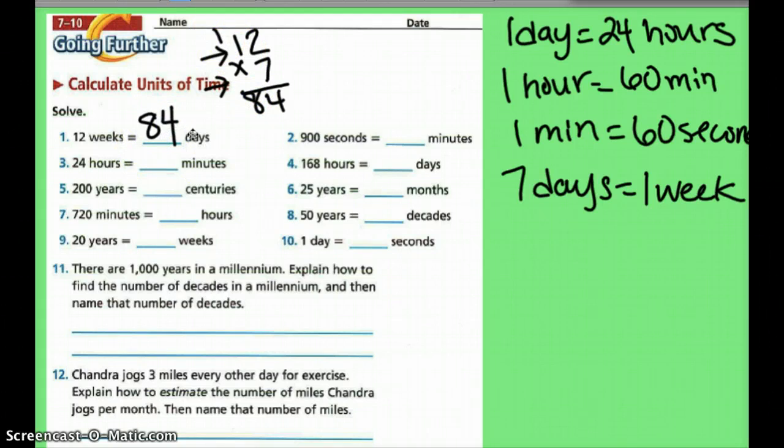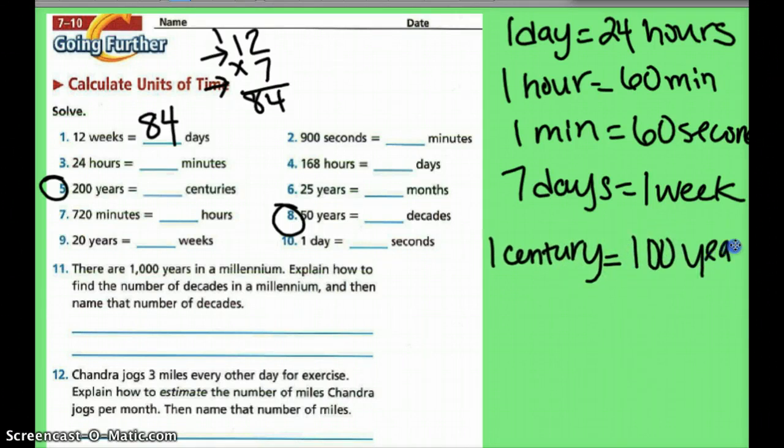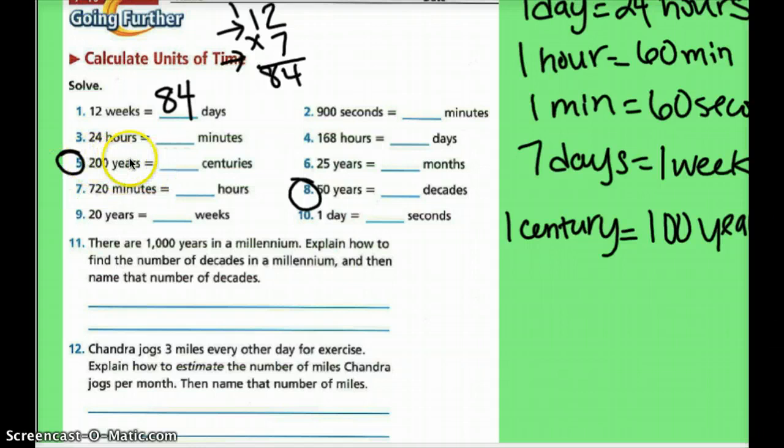Alright, go ahead and do these. I'm going to do number 5 with you and number 8 with you. So number 5, 200 years equals how many centuries? 1 century equals 100 years. So 2 centuries, or 200 years, would equal 2 centuries.